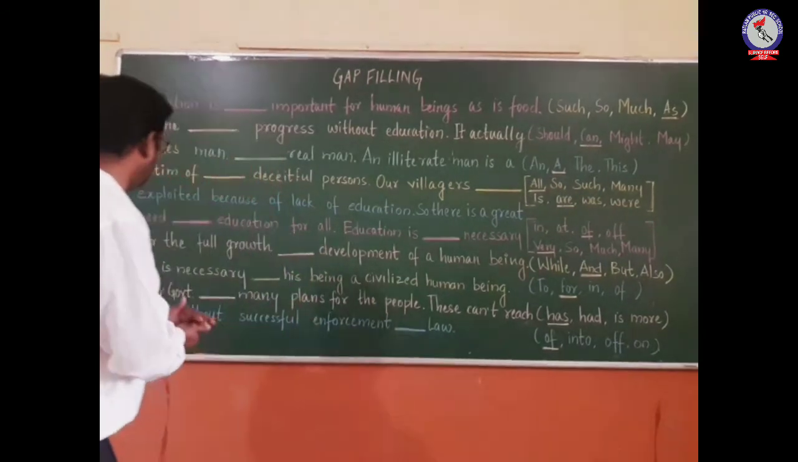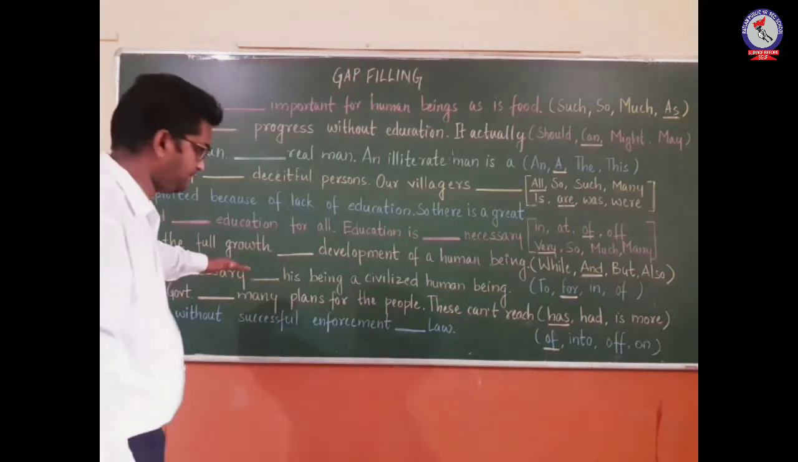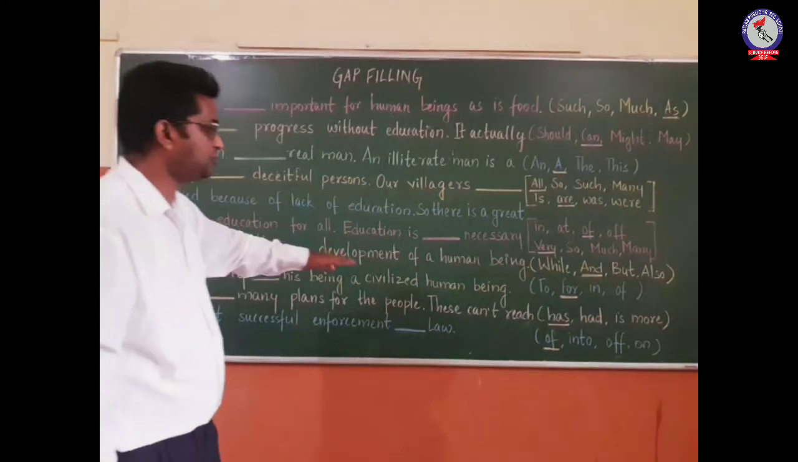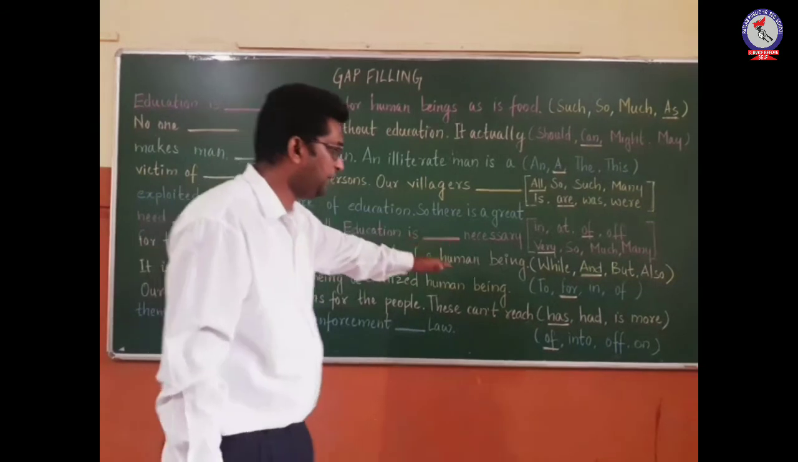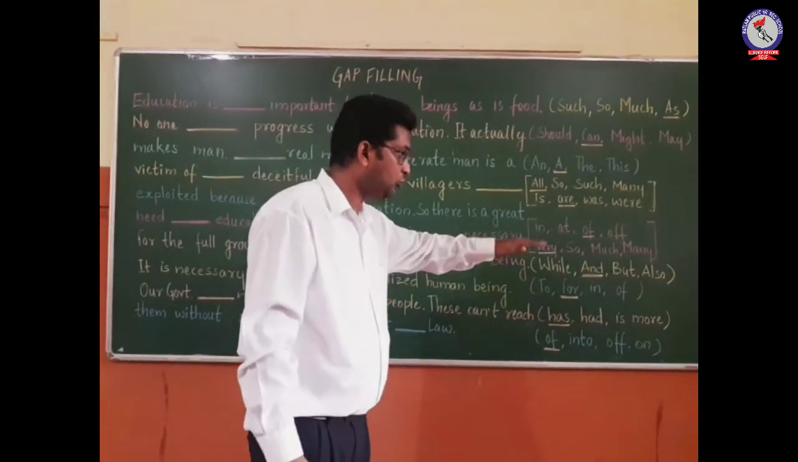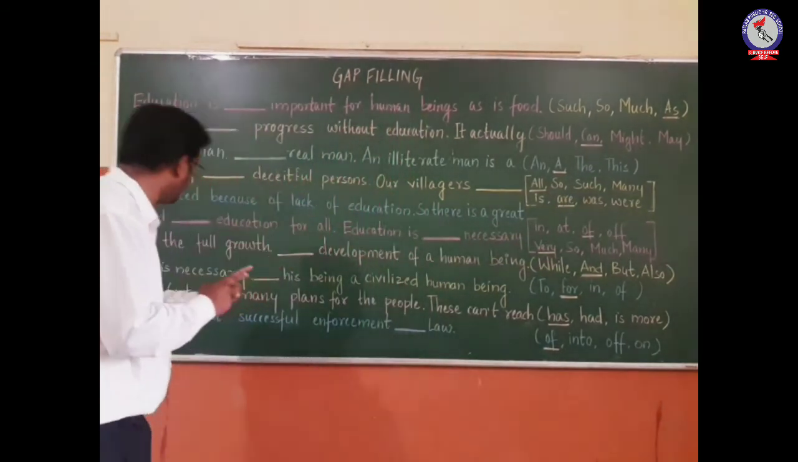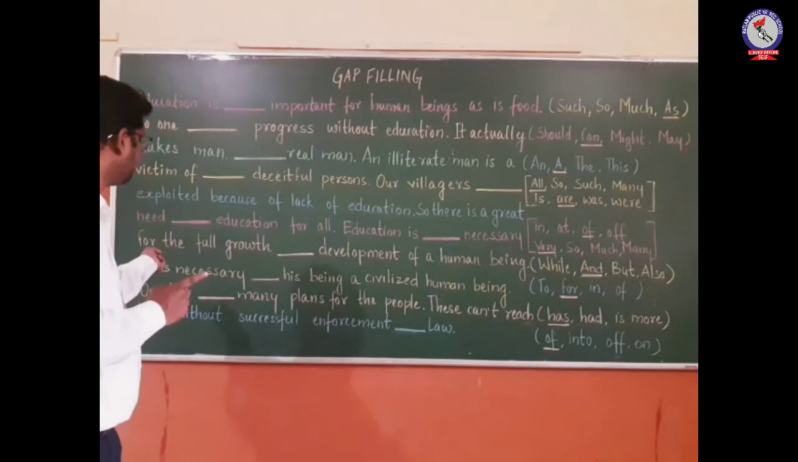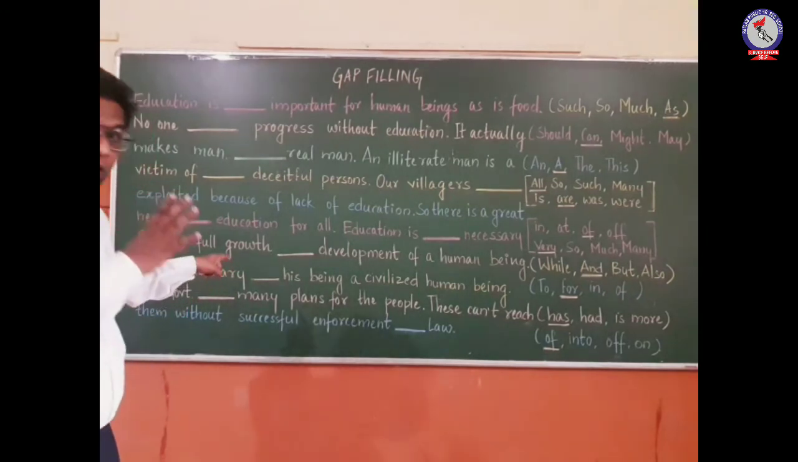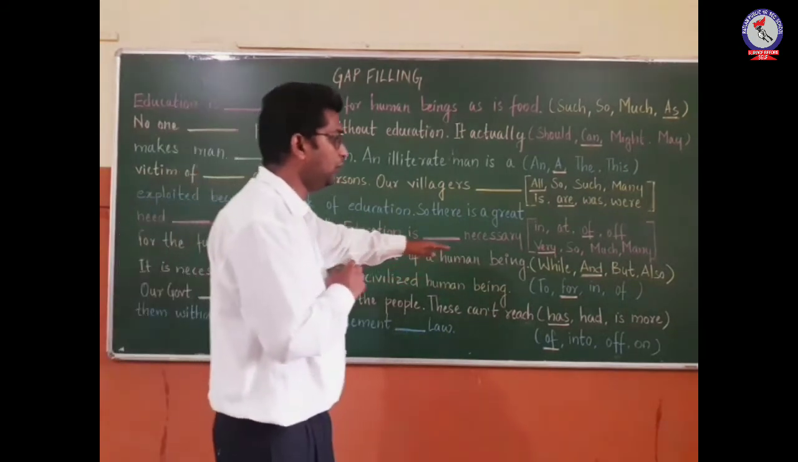Now read out the next sentence. It is necessary dash is being a civilized human being to. No, that will not come. For, in, of, for. For is a preposition. So therefore it is necessary for being a civilized human being.